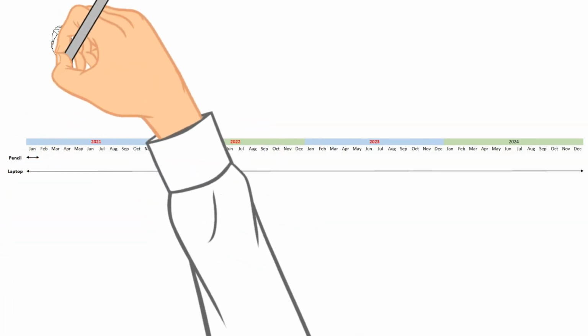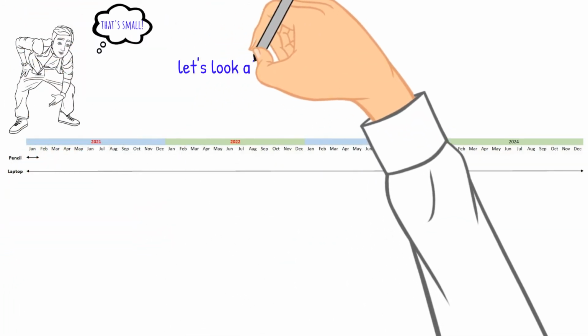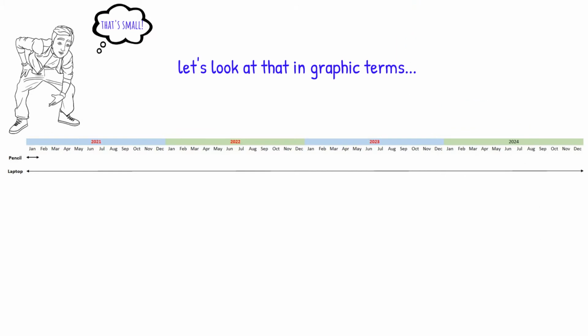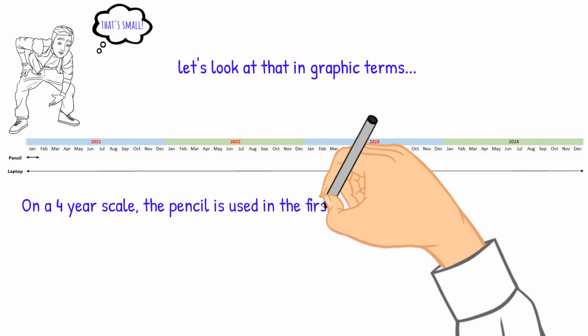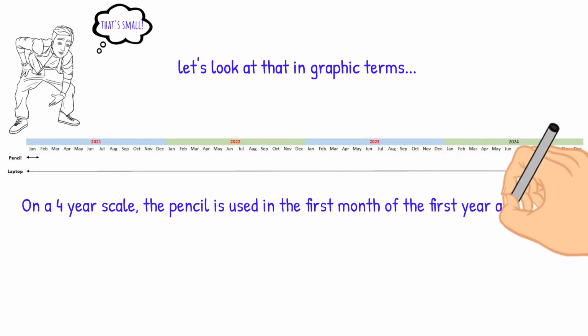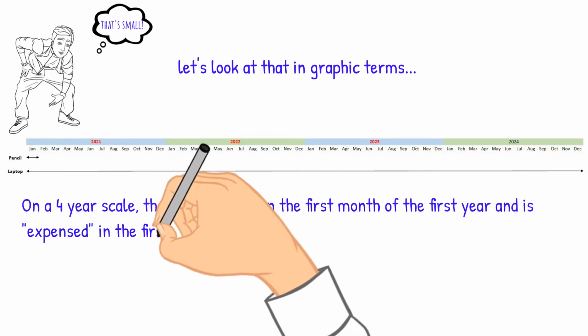Let's look at that in graphic terms. In this example, we use a 4-year timeline with all 12 months laid out for each of the years. You can see the pencil is used or consumed in the first month of the first year, so it and all of its friends that came in the box are expensed in the first year.